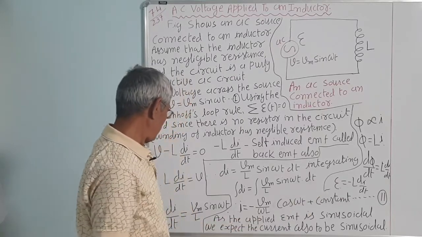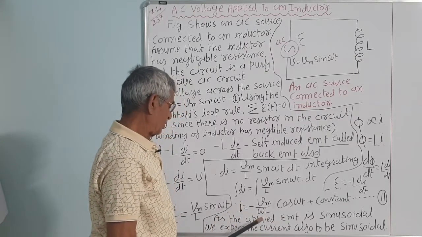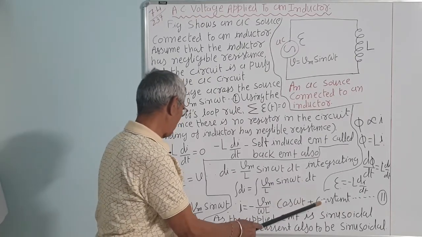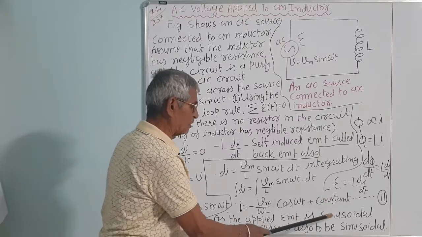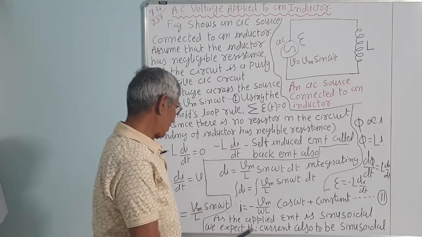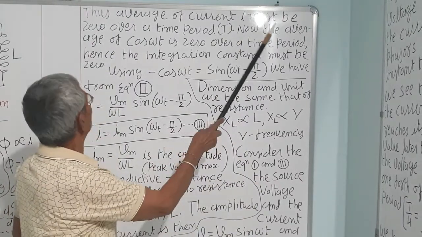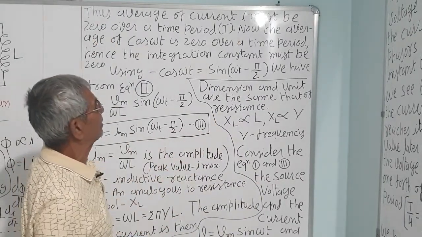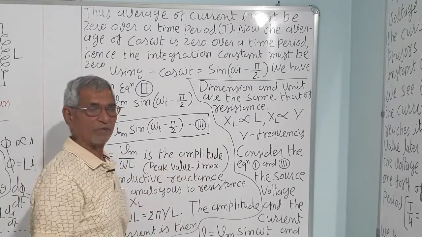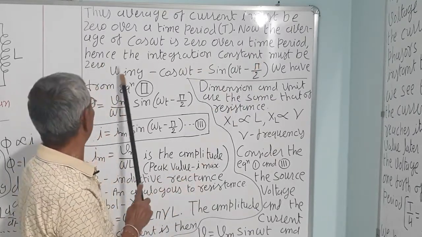The constant has a value of 0, as in the applied EMF, we know the average value of I over the cycle is 0. As the applied EMF is a sinusoidal function, we expect the current also to be sinusoidal. Thus, the average of current I must be 0 over a time period T. Now, the average of cos omega t is also 0 over the time period. Hence, the integration constant in the above equation must be 0.